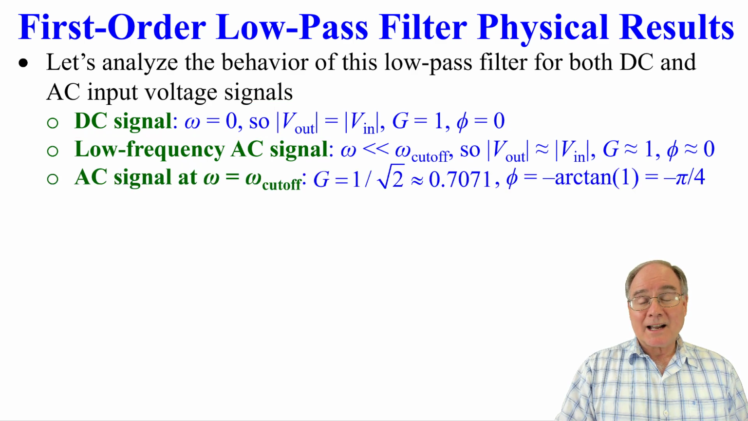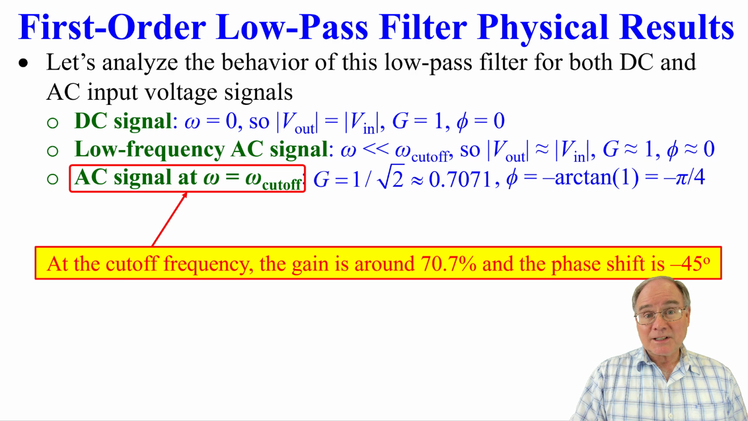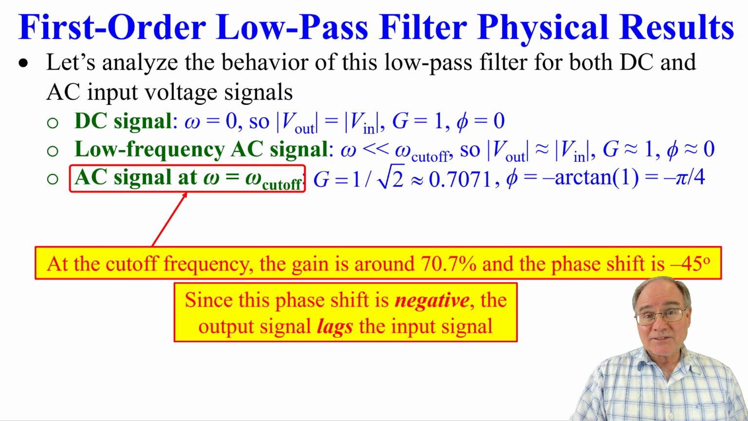Suppose we're right at the cutoff frequency. If you plug in f equal f cutoff, or omega equal omega cutoff, it turns out that the gain is 1 over the square root of 2, and phi is negative arctangent of 1, which is negative pi over 4. So right at the cutoff frequency, the gain is about 70.7%, and the phase shift is exactly negative 45 degrees. Note that since this phase shift is negative, we say that the output signal lags the input signal.